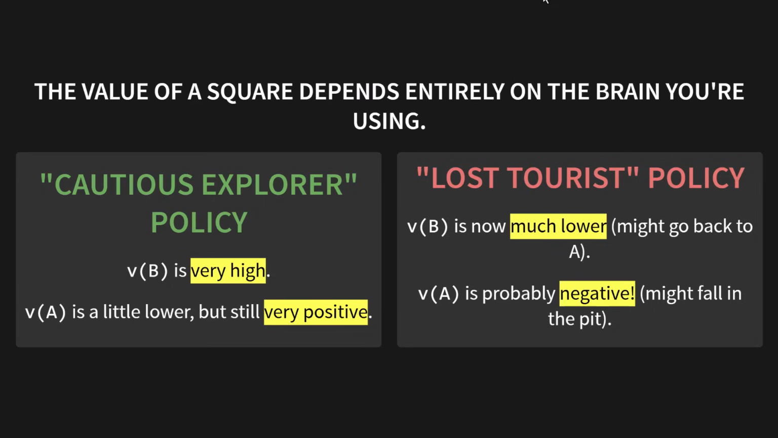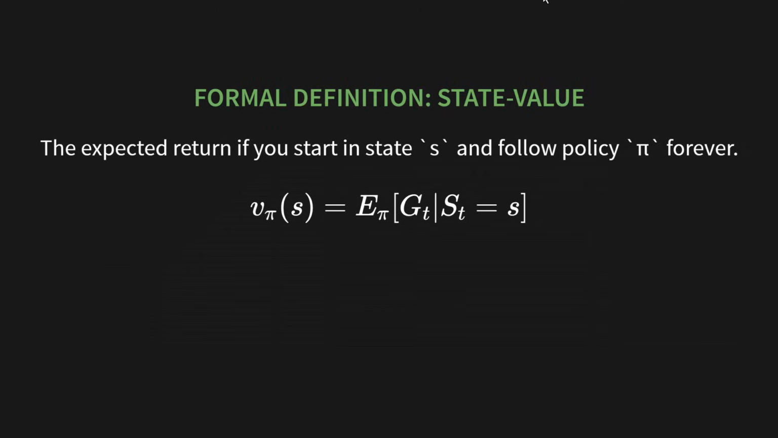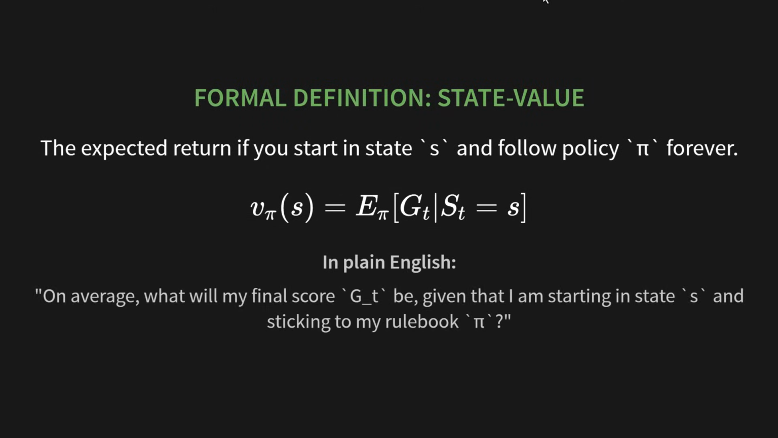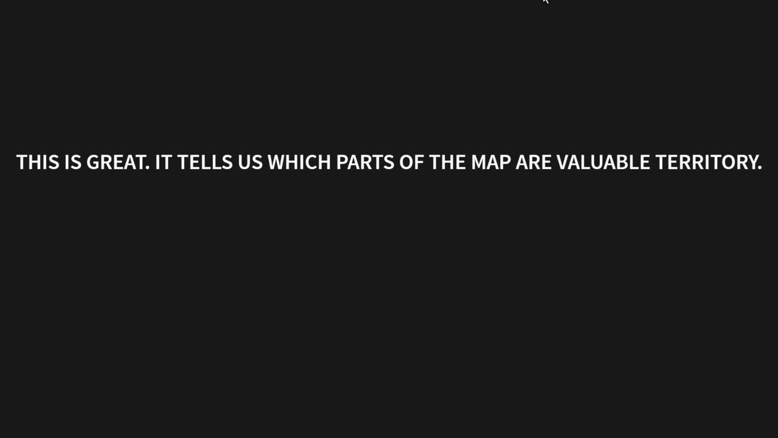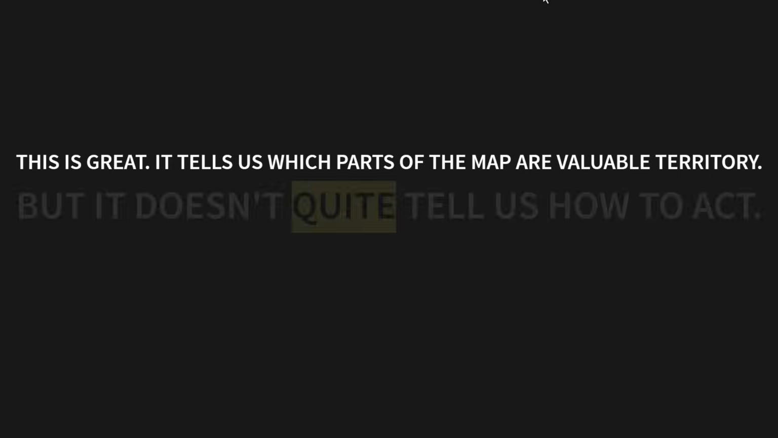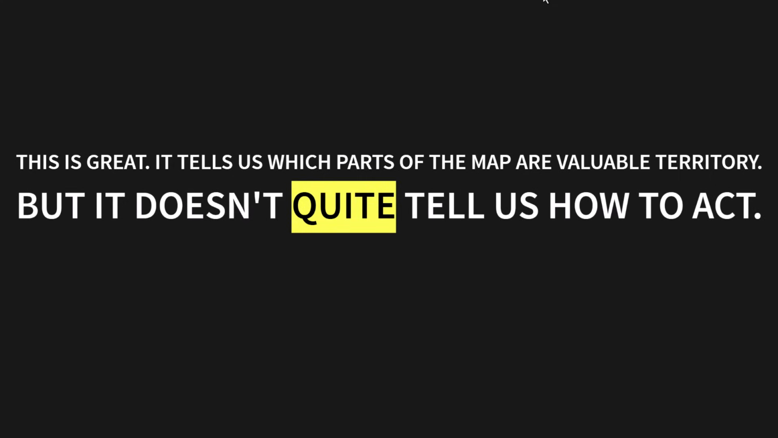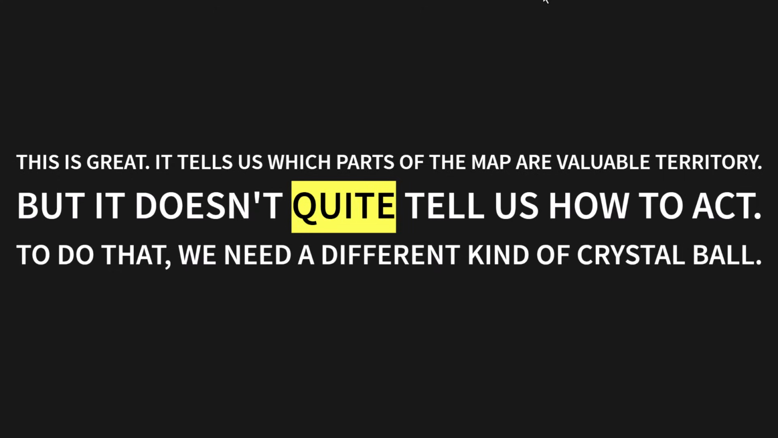Now here's the formal definition. Don't worry about reading the formula. In plain English, it just means, on average, what will my final score be given that I am starting in the state and sticking to my rulebook forever? This is great. It tells us which parts of the map are valuable territory, but it doesn't quite tell us how to act. To do that, we need a different kind of crystal ball.